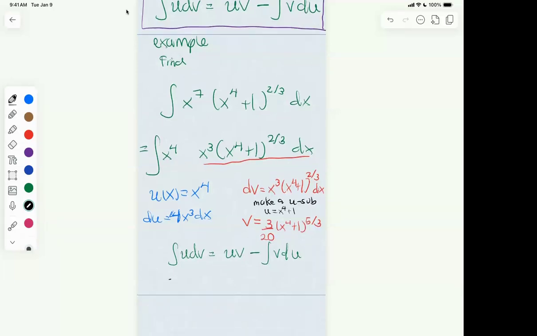But if you do this, what is u and v? So uv would become x to the 4 times 3/20, x to the 4 plus 1 raised to the 5/3, minus v du. Okay, so what is v? v is that thing. And what is the u? The u is 4x cubed dx.